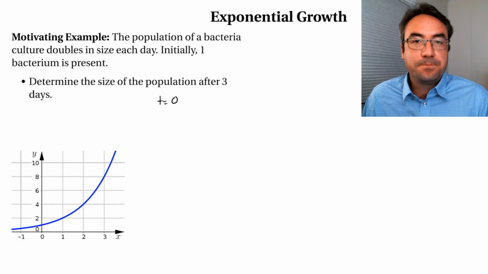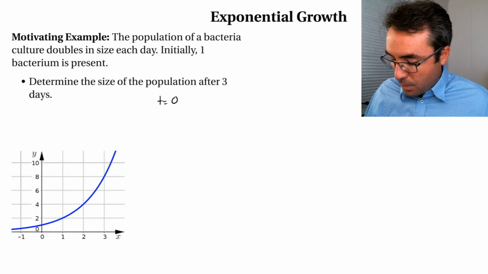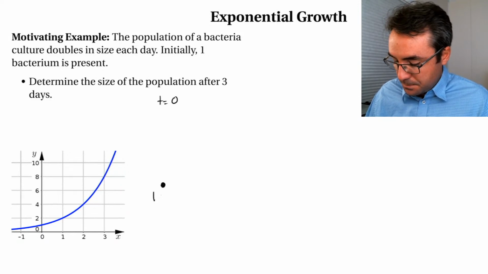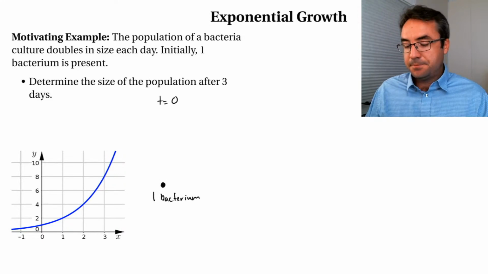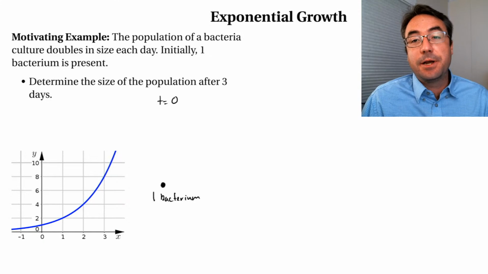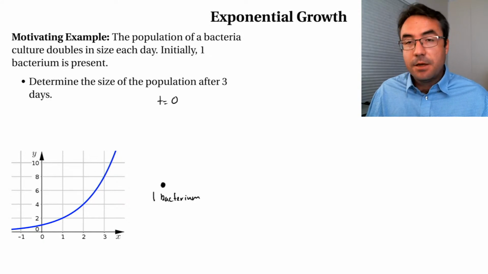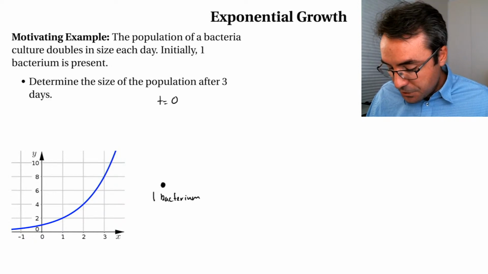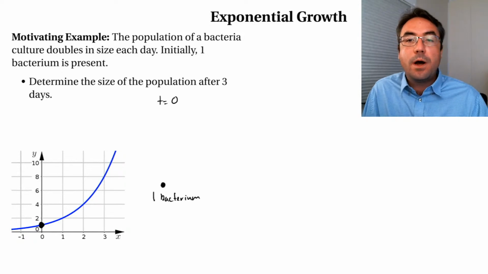All right, so let's consider day 0, time 0. What do we start with? Well, we start with one bacterium. So there's our little bacterium in our culture. So at T0, we start with one bacterium. Let's plot that on our graph here. So at time 0, we have one bacterium.